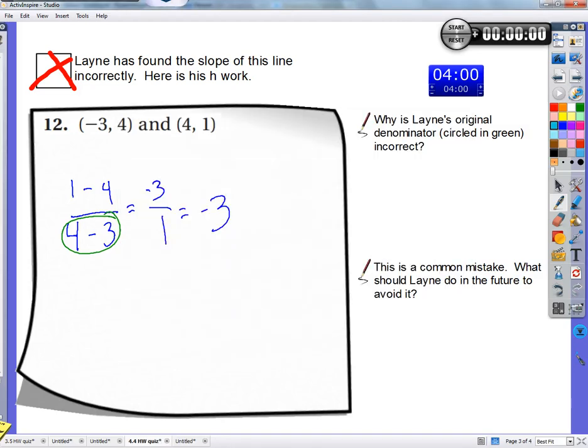What simple mistake did Lane make in this first green step? It's supposed to be 4 minus negative 3, right? Which would turn into 4 plus 3. So it should be 4 minus negative 3. Okay, so it is a common mistake.